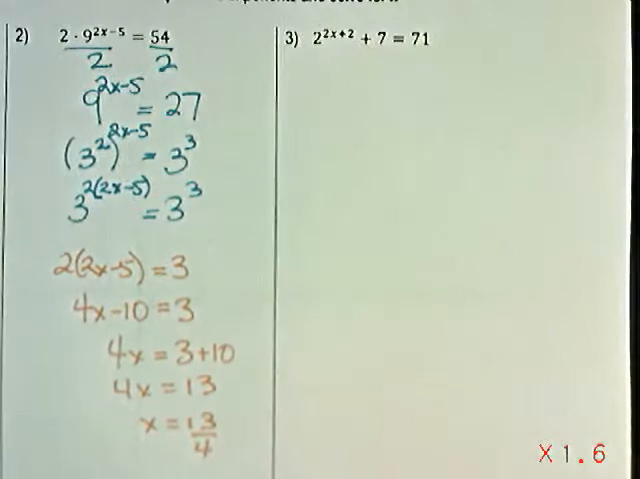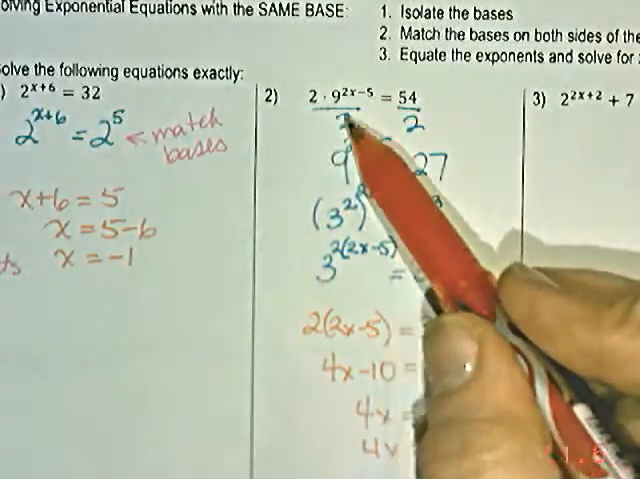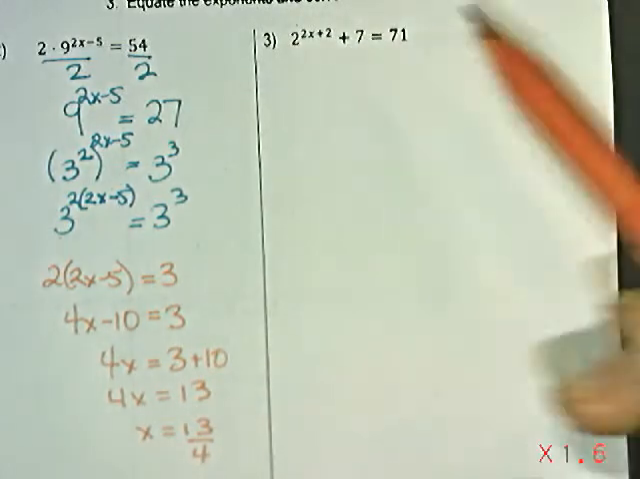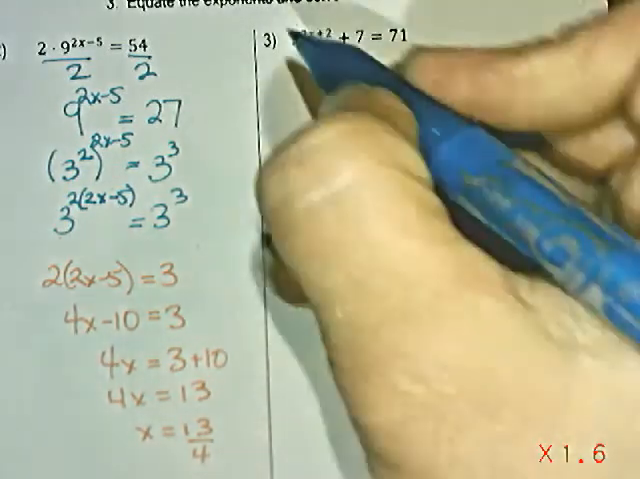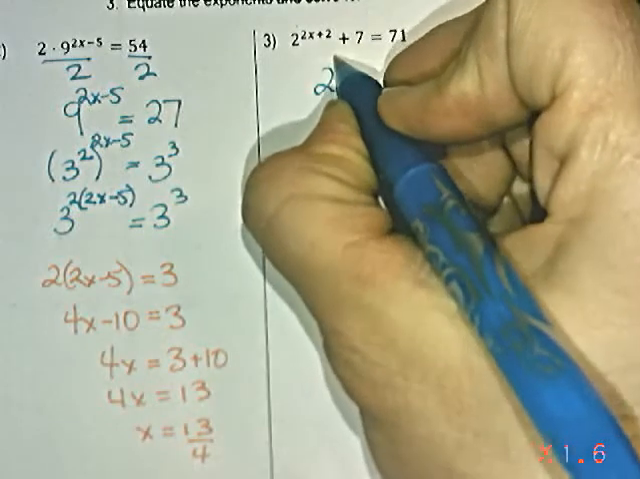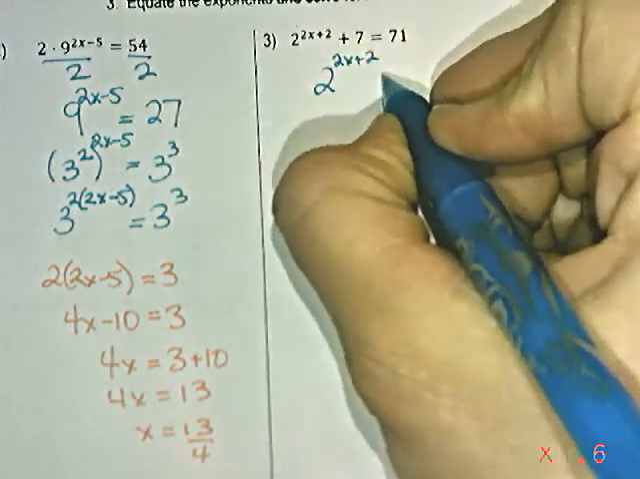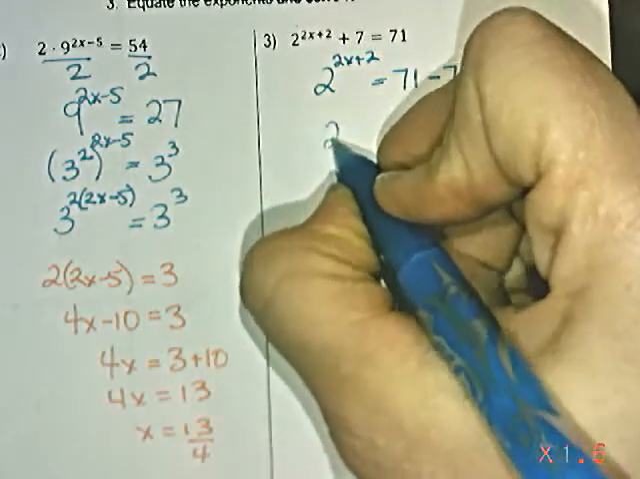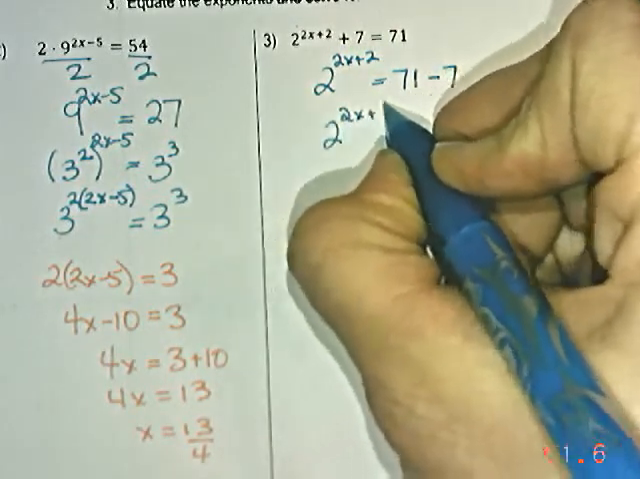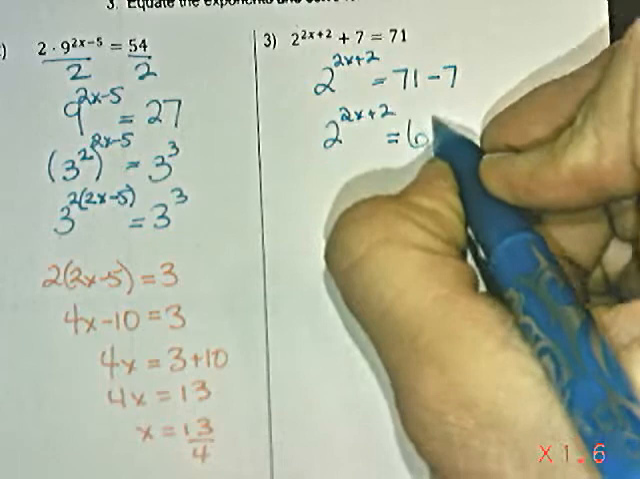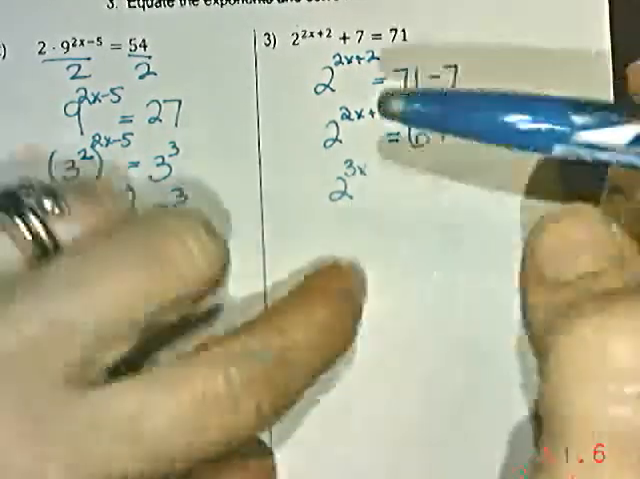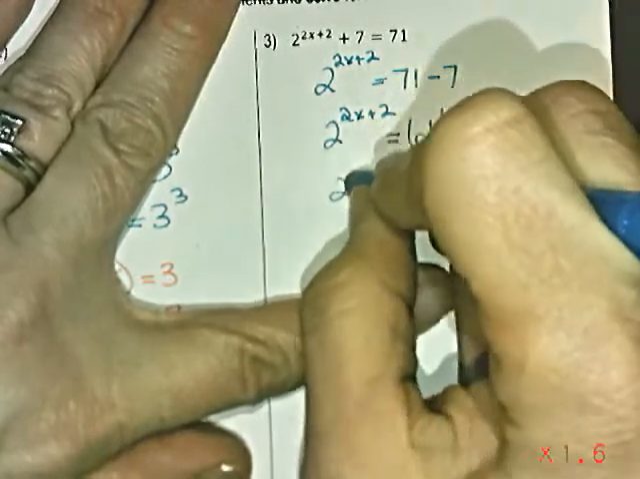This one, a little bit of a different variation. We had to divide away a 2. Here we need to move away my addition of 7. And so we'll just use our equation solving skills. We'll leave our base 2 here. And I will subtract 7 from both sides, leaving me with 64. And we recognize that 64 is a base 2 as well.